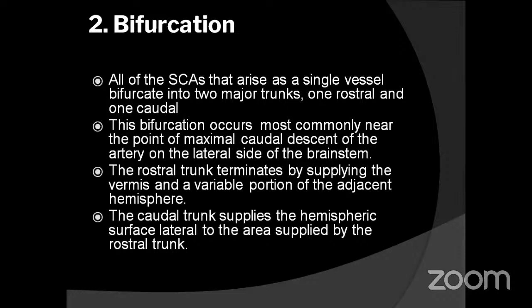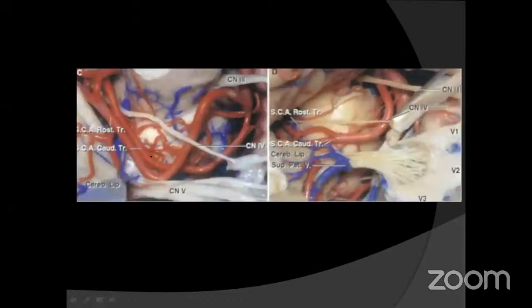So the rostral trunk, or the upper trunk, is going to supply the medial surfaces, or the vermis, and a variable part of the adjacent hemisphere. And the caudal trunk is going to supply the hemisphere surface lateral to the area supplied by the rostral trunk. So a good diagram here, we can see the two trunks, the two bifurcations of the SCA. We have a rostral trunk and we have a caudal trunk. And we can see how they are closely associated with cranial nerve 4 because they are part of S2. They mostly arise in S2.